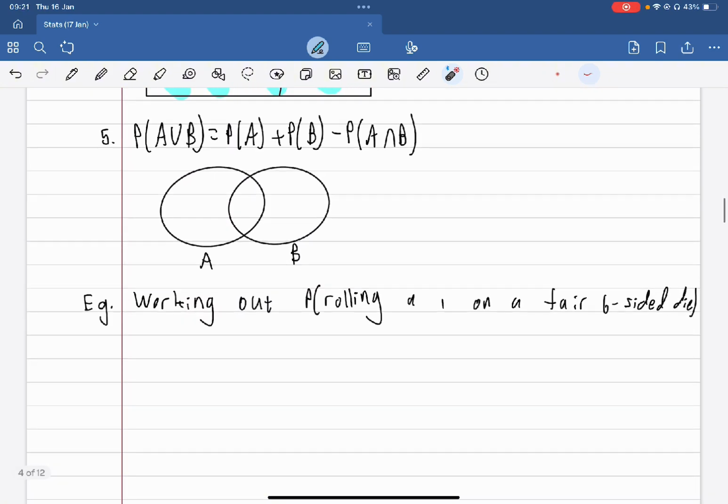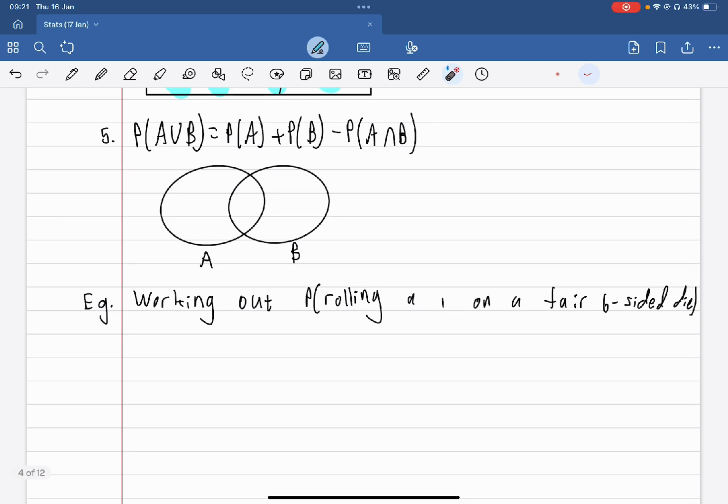And number 5, which is also very useful, the probability of A or B is equal to the probability of A plus the probability of B minus the probability of A and B. So the easiest way to look at this is with a picture. So let's look at the probability of A. So let's highlight that. The probability of A is going to be this whole circle here. So that's going to be A. And the probability of B is going to be this whole circle here.